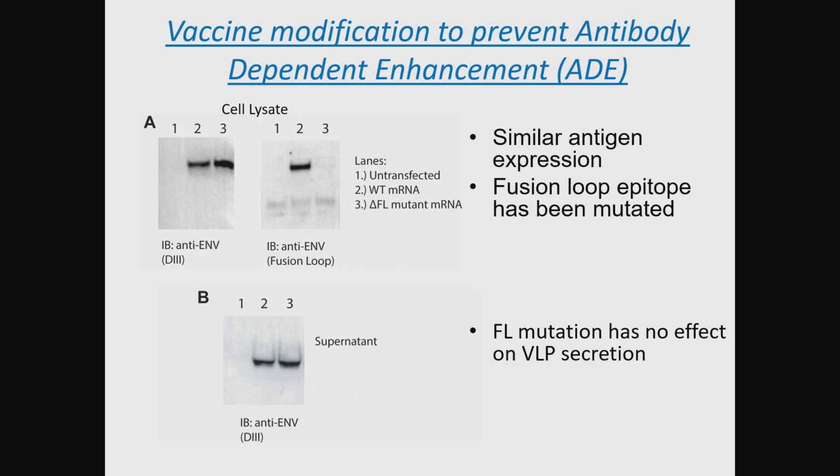Now importantly, we're still getting VLP secretion. Here we're taking the supernatant from these transfected cells, and we can concentrate that via ultracentrifugation, and we see similar levels of VLP in the supernatant of these transfections. So the mutant has no effect on the VLP secretion.